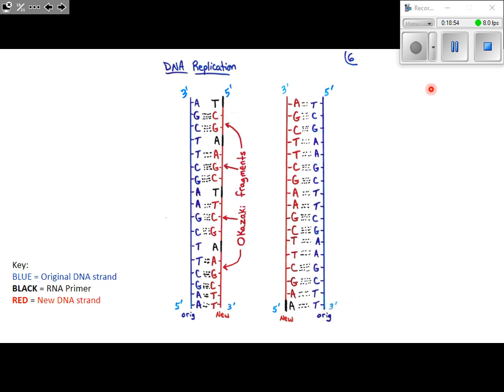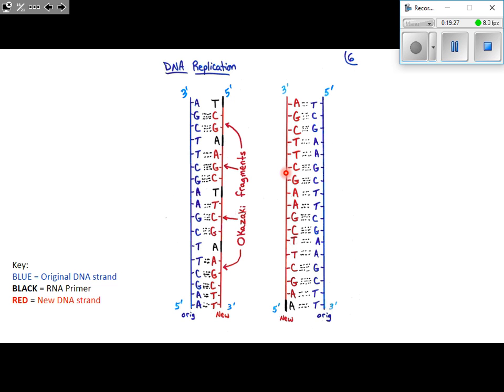Well, we have to get rid of those. Okay, so step 6 of the replication process is we need to get rid of these little pieces of primer and replace, remember primer, these little black areas, that's RNA. So we got to get rid of that. We got to replace it with actual DNA and join these Okazaki fragments together so that this side will be just as smooth as this side.